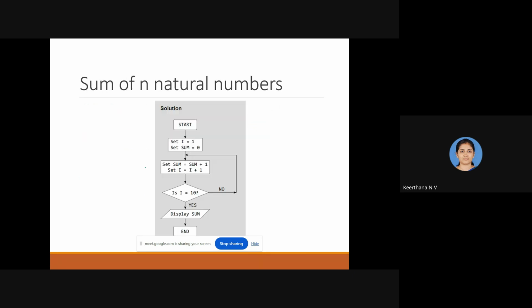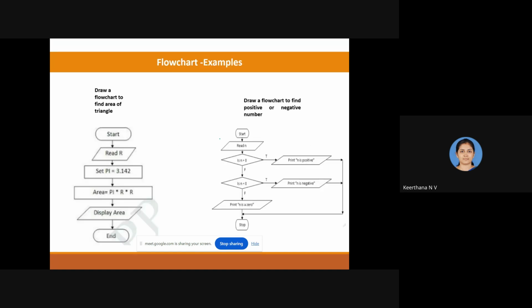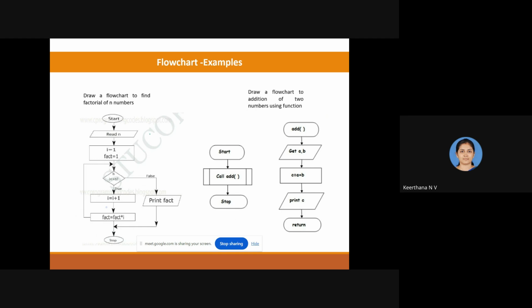So, these are the rules. This is an example for sum of n natural numbers using a while loop. If it is a sequence statement, you have to represent the flowchart in this structure, that is top to bottom. If it is a decision, yes or no structure. If it is a looping, you have to return back to the program until the condition fails. This is a rule.